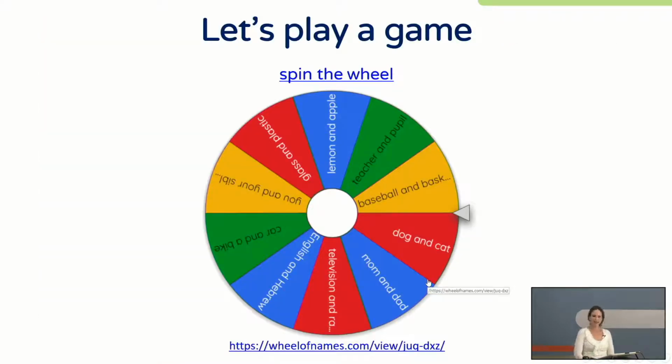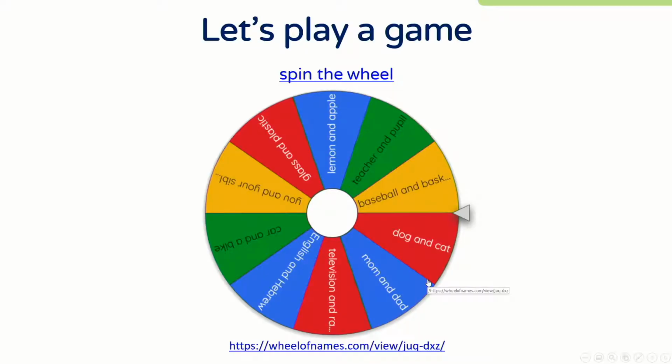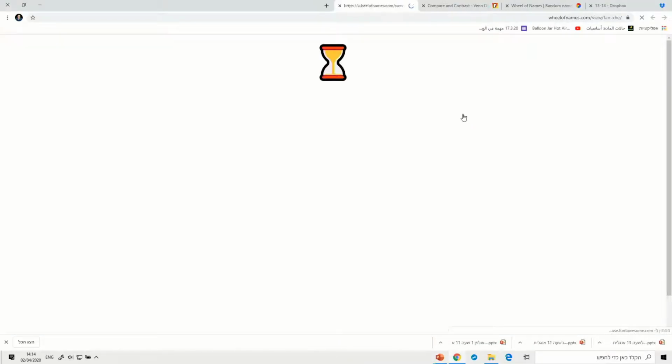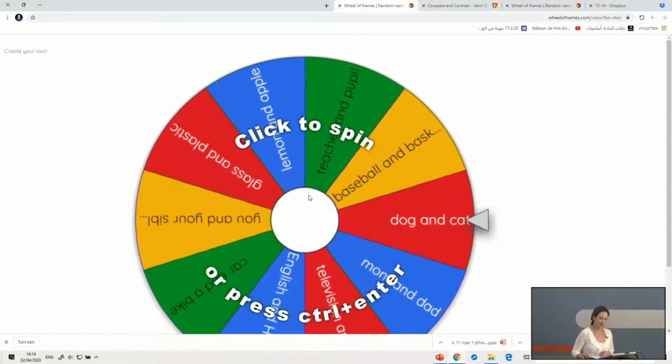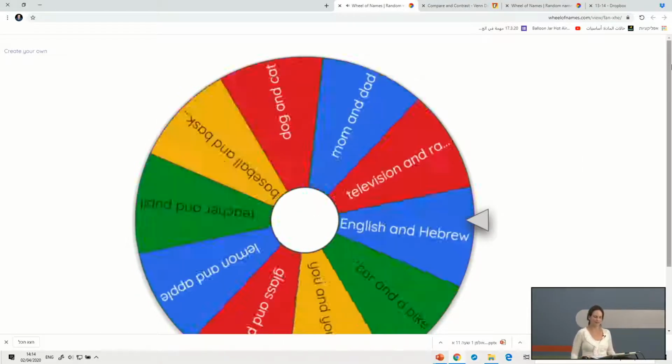Now we're going to play a really fun game, okay? We're going to spin the wheel, and the wheel is going to land on a topic. And on this topic, you and I are going to think how to compare and contrast the two things that I have chosen here. So let's start playing. Spin the wheel. Okay, here we go.